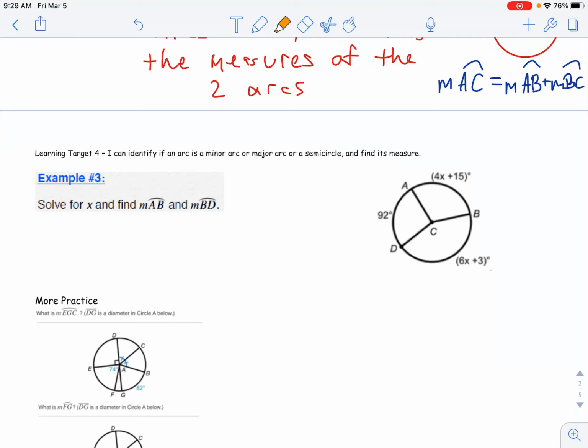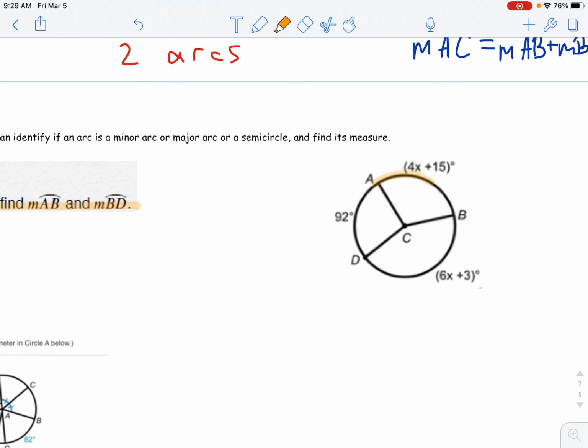All right, students, so now what we're going to do is apply the arc addition postulate. We're going to solve for x and find the measure of arc AB and the measure of arc DB.